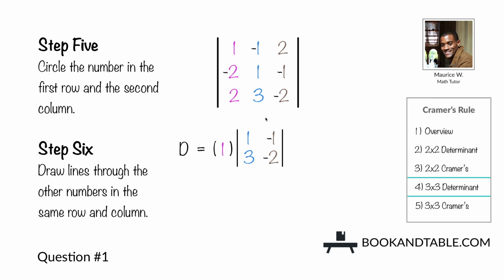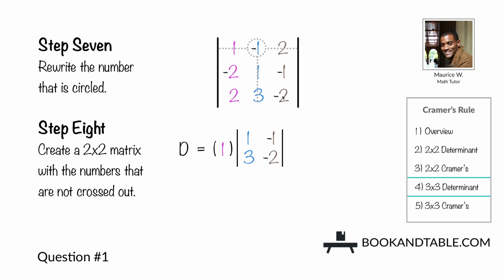Step 5, circle the number in the first row and the second column. So we'll move from positive 1 to negative 1. Circle negative 1. And then step 6, draw lines through the other numbers in the same row and column. So we draw a line through those and draw a line straight down, leaving us with these 4 numbers that are not crossed out. And now step 7, rewrite the number that is circled. That would be -1. In step 8, create a 2x2 matrix with the numbers that are not crossed out. So that would give us this 2x2.